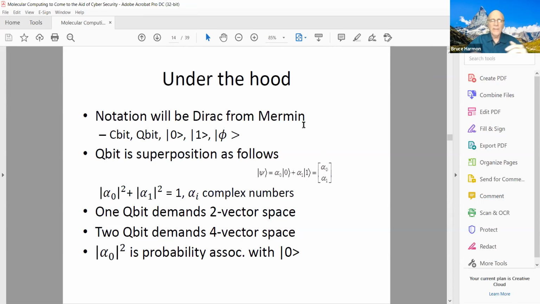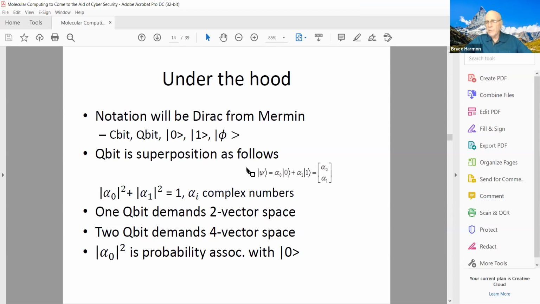I want to give you the survey here that in a classic computer, a bit can be a 0 or it can be a 1, and it's definitive in that. And we refer to that as a C-bit. A qubit, on the other hand, can be the superposition of those two states, in which case we typically give it some kind of a Greek symbol like a phi or a psi.